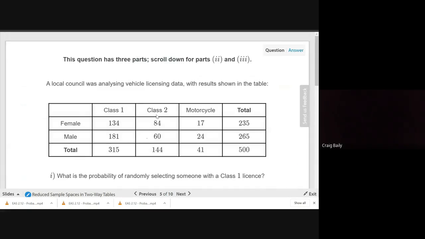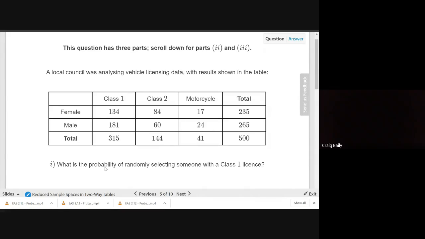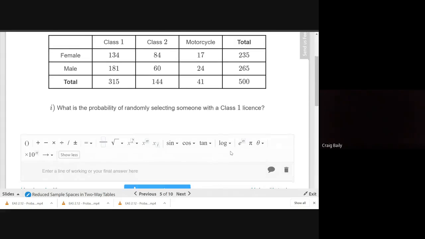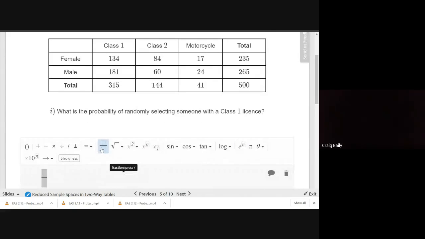Okay, so we're always going to be looking to see if the totals are given. If they're not, you've got to get them added up. All right, what's the probability of randomly selecting someone with a Class 1 license? So randomly selecting, that means we're talking about everybody. So randomly selecting somebody with a Class 1 license, we know the 500, that has to be our denominator.